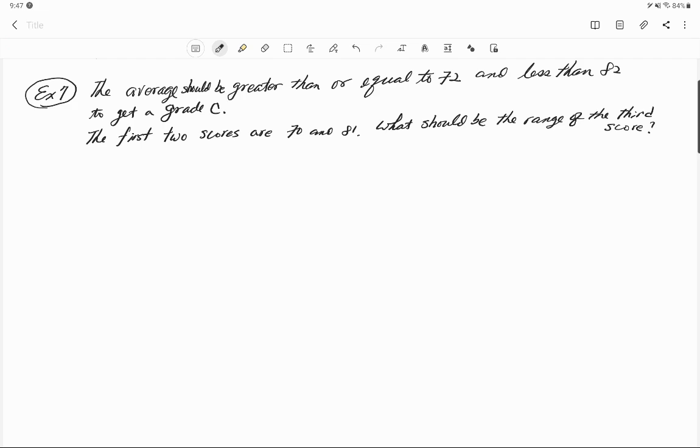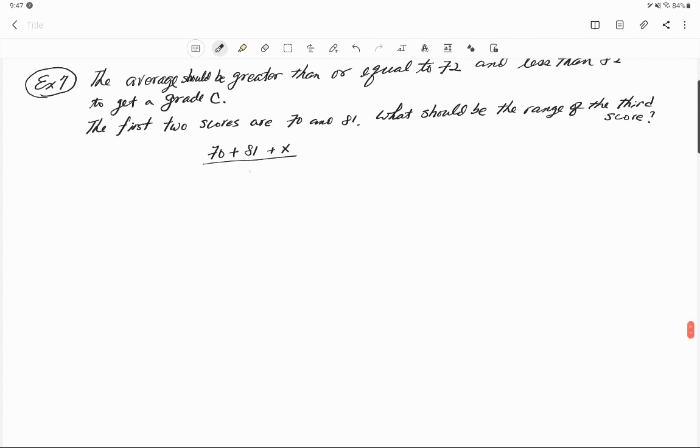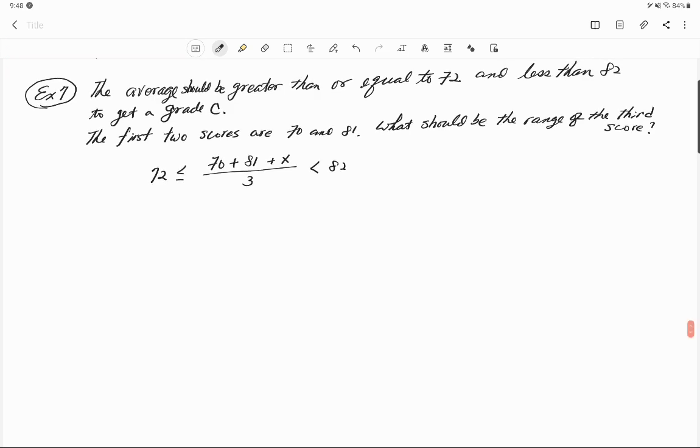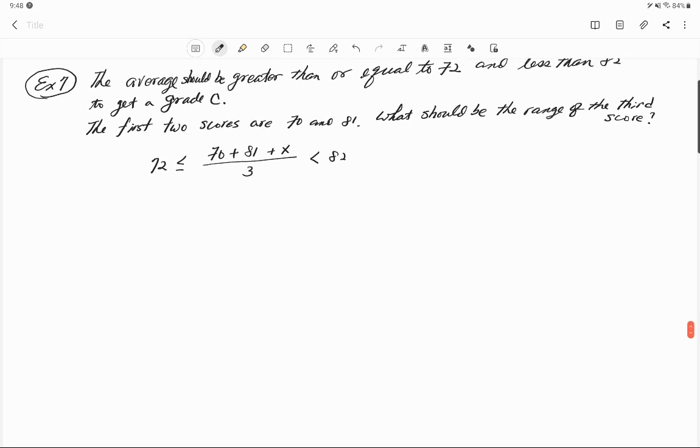All right, how do we get the average? Find the total of all 3 scores. So let's say the third score is X. So we have 3 scores, right? Sum of these 3 scores and then divide by 3. So this is the average, right? This average has to be greater than or equal to 72, and then less than 82. So we have a double inequality, right?